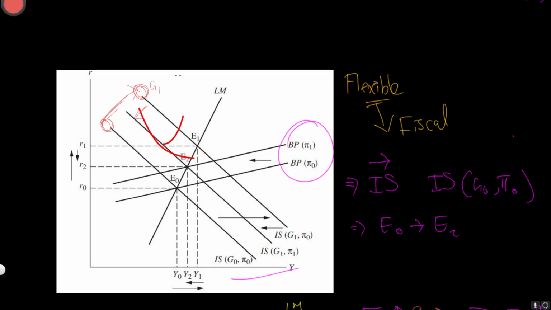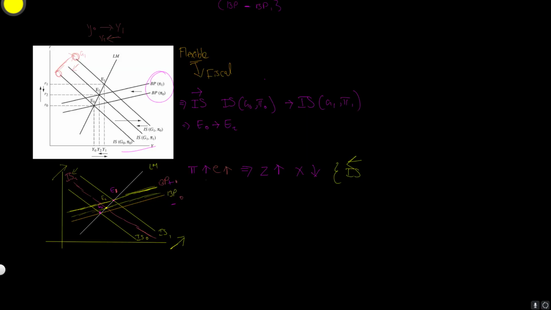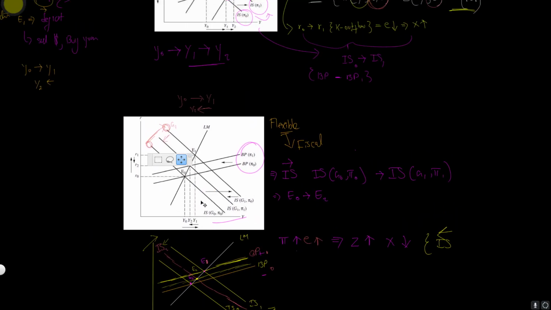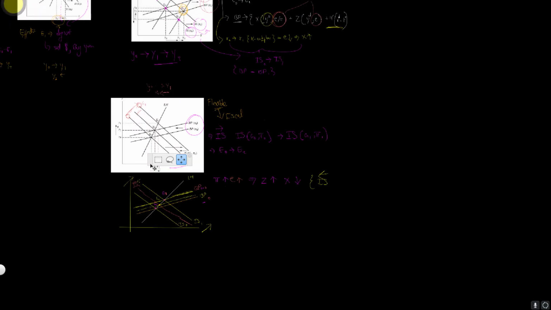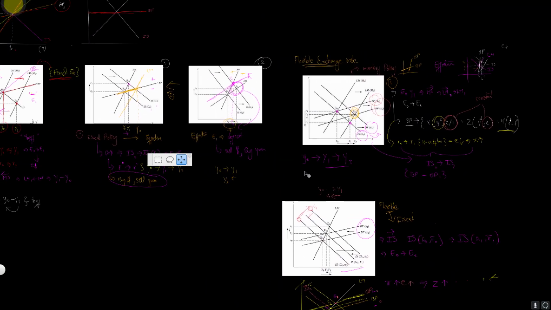So what's the overall change? The overall change is we go from Y0 all the way to Y1, and then we retract back from Y1 slightly to Y2. However, if we have a more elastic BP line, we would not have any difference in the analysis. The analysis would be identical. So hopefully this gives you a clear understanding of inflexible market or imperfect market of fiscal policies, monetary policies, and how they can affect the market overall in terms of their policy implications.